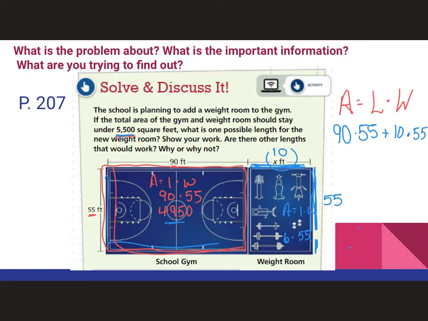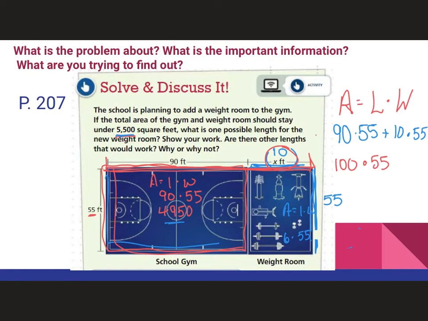Or another way to do this would be to combine this whole side and say, well, this side here, if I make this 10, is 100 times the width of 55. So we find that either way, our answer is 5,500. That tells us that this number, x, has to be less than 10 in order for it to stay under 5,500 square feet.